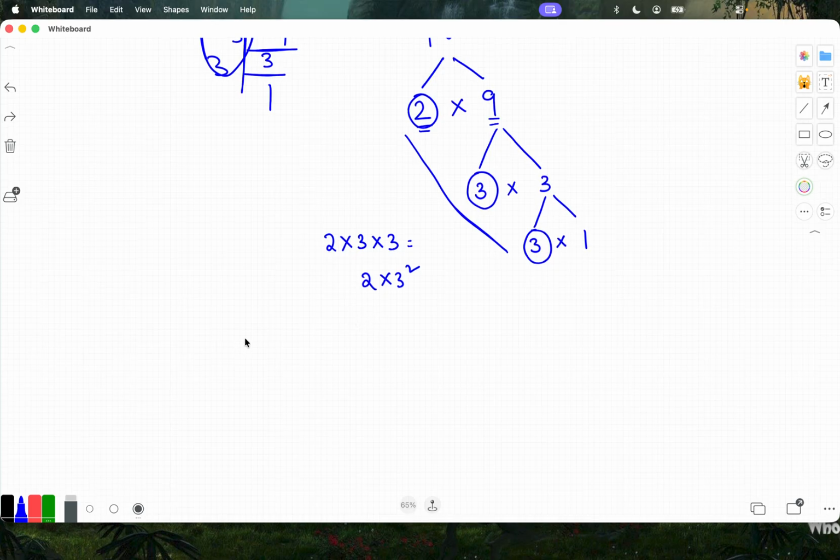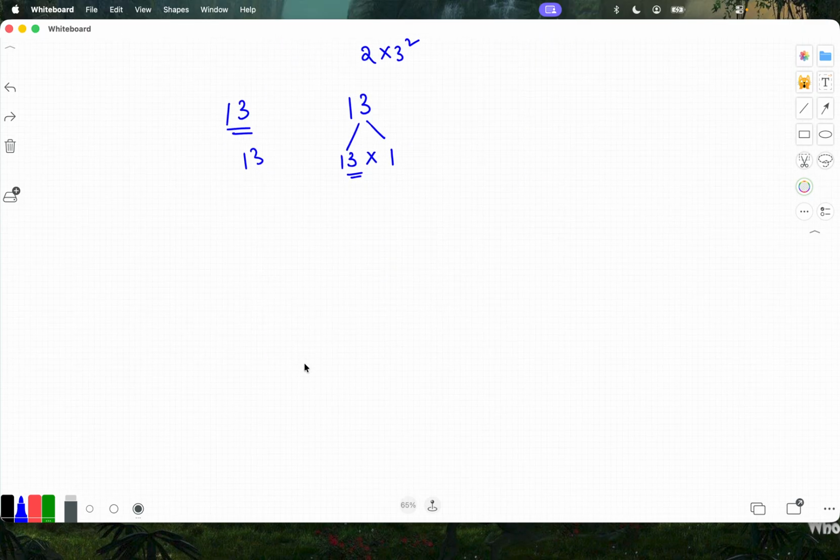Similarly, let's solve one more problem. So 13. If we say 13, what is the smallest prime number that can divide 13? That is 13. So the prime factor of 13 is 13 itself.